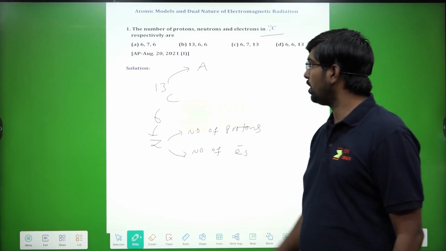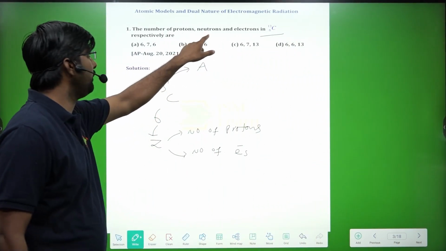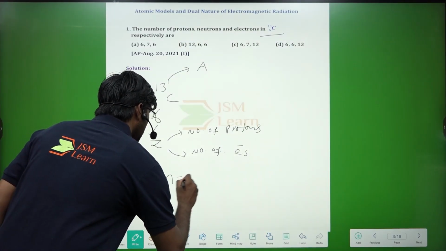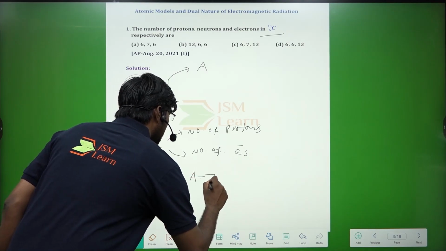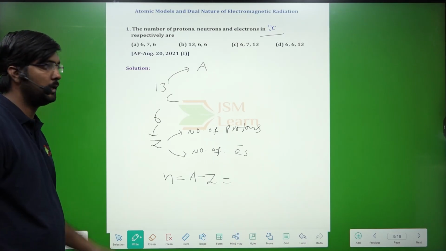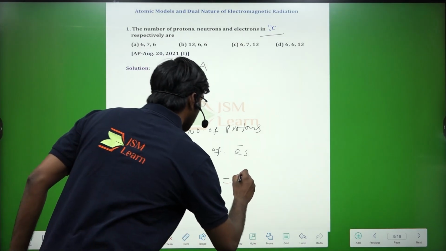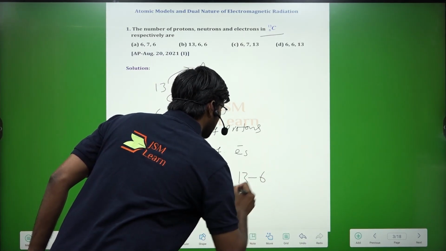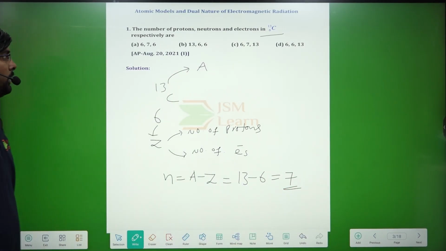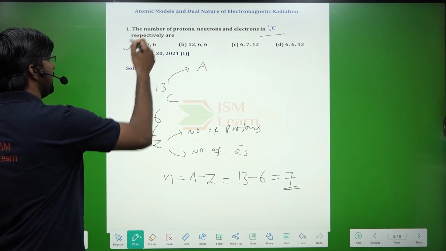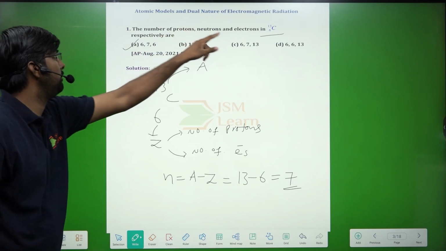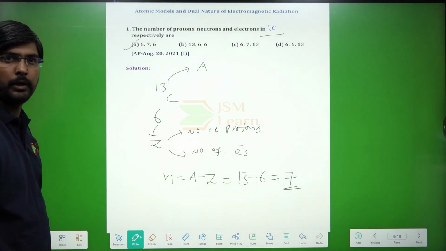And what about the number of neutrons? They ask you to find the number of neutrons also. Number of neutrons equals mass number minus atomic number. A minus Z will give the number of neutrons present in that atom. So here mass number is 13, atomic number is 6, so we get number of neutrons equal to 7. So the first option is correct: protons 6, neutrons 7, electrons 6.